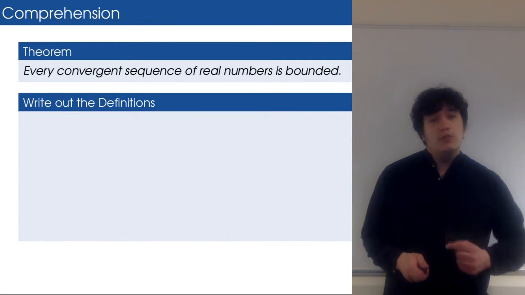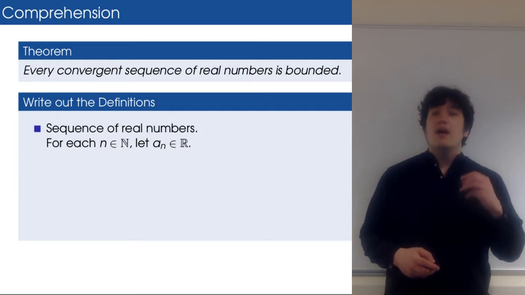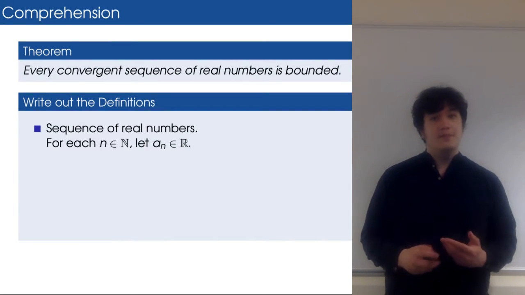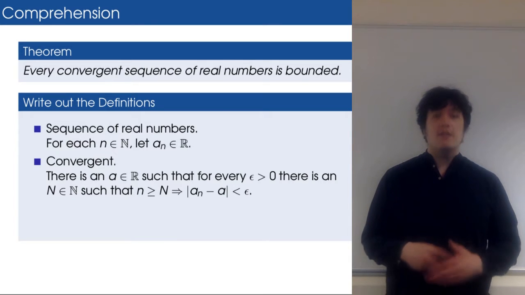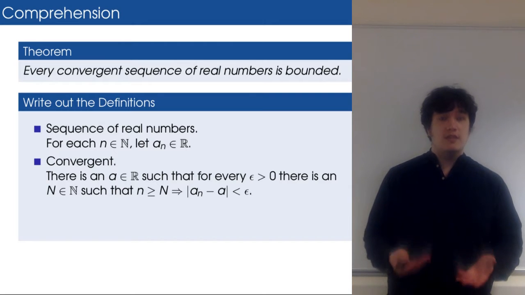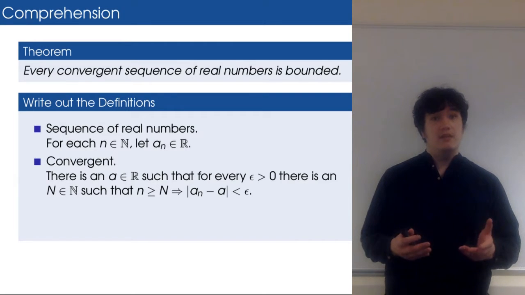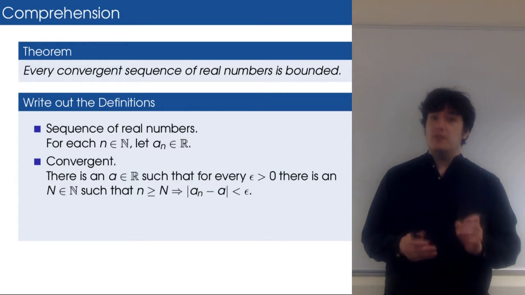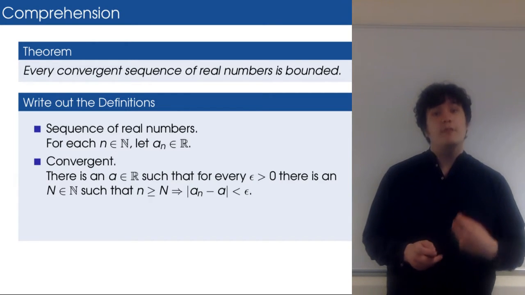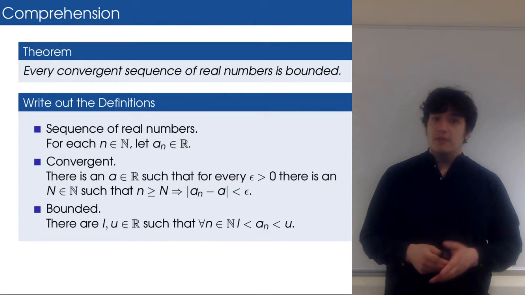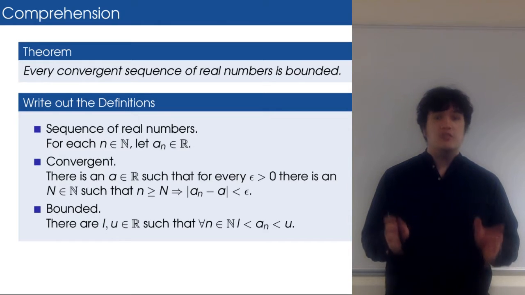So let's write out all the definitions involved. A sequence of real numbers is, for every natural number, a real number, a_n. Convergent means that there is some number a, such that for every epsilon greater than 0, there is a natural number big N, such that if little n is greater than or equal to big N, then the terms in our sequence are only epsilon away from little a. Bounded is that there are two numbers, L and U, such that every term in the sequence is between L and U.